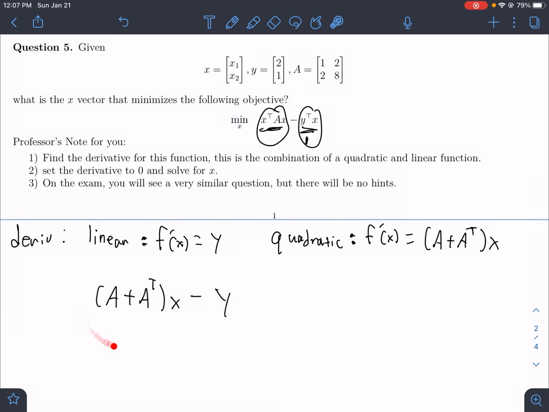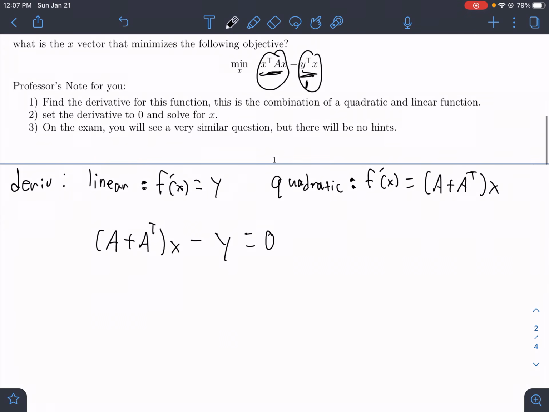So we're going to set this to 0, because if you remember from calculus, when the derivative is equal to 0, that is a local minimum or a maximum. And in this case, if you set the derivative to 0, that's most likely going to be a minimum for us. All right, so now we need to solve for x.